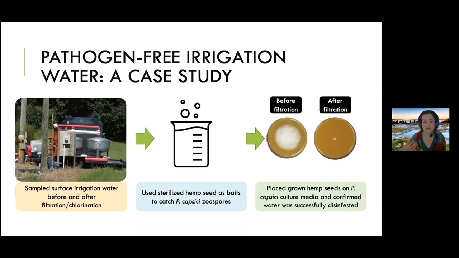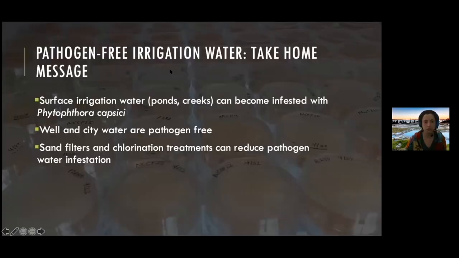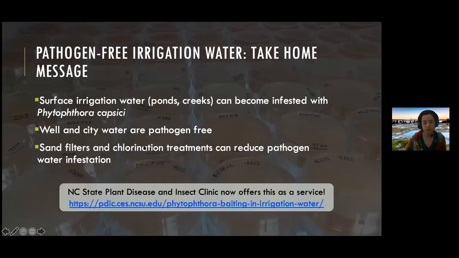If you keep having issues with this pathogen, even though you're doing everything right, suspect your water and make sure that you get it looked at if you think this is an issue for you. And a really great thing about this is that you can get the filtration chlorination system if you think you have that issue, and the clinic now offers this as a service. So you can actually get your water tested by the clinic if you are interested. And remember, this is only relevant for surface irrigation water. Wells and city water, you're all good.